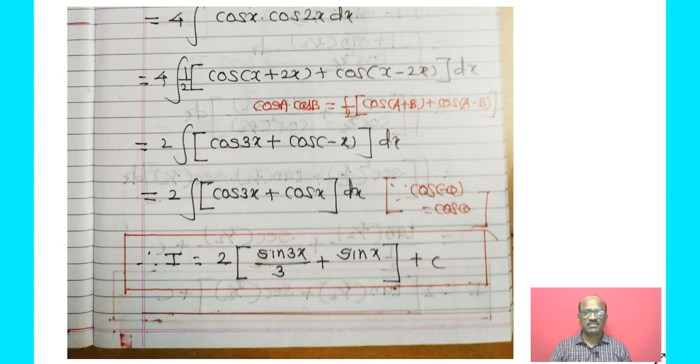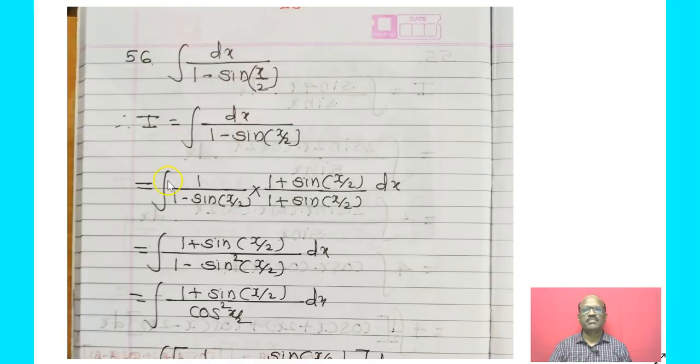Now next problem, problem number 56. I is equal to the integral of dx upon 1 minus sin of x by 2. Now multiply with the conjugate term, that is 1 plus sin x by 2, in numerator and denominator. Then you get 1 minus sin square x by 2, which means cos square x by 2, so we have 1 plus sin of x by 2 upon cos square x by 2.